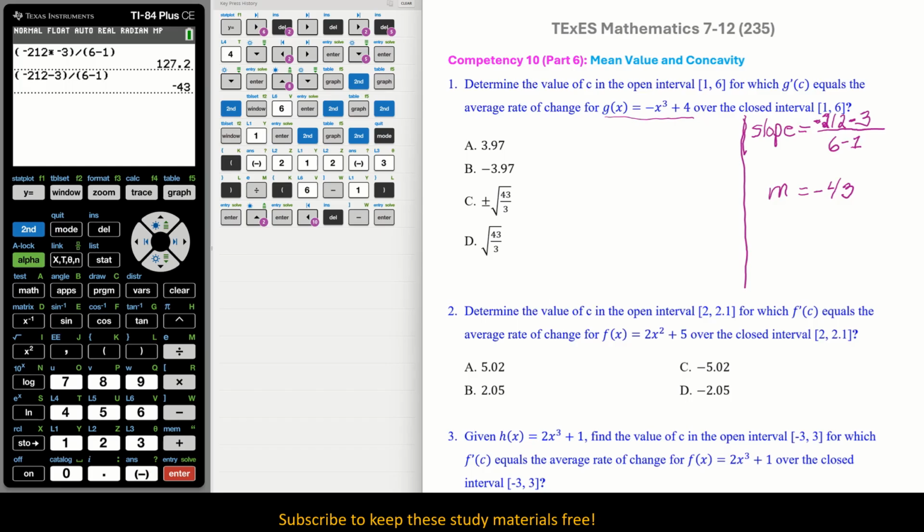Now that's how I get our M value, our slope. Okay, so now what we need to do is use the first derivative, set it equal to our slope, and then we solve for what we call C. Okay, we're really not solving for X, we're solving for a related point C.